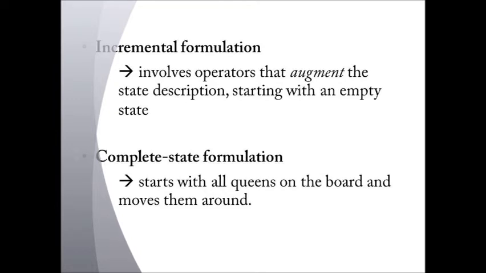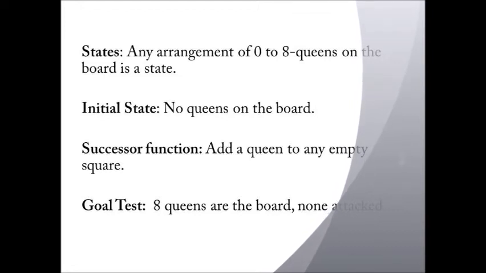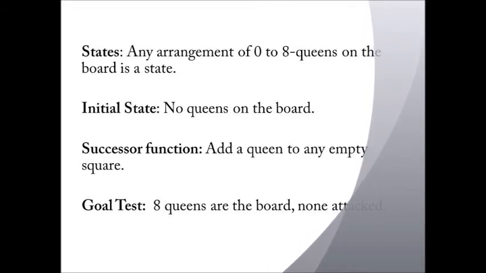The first incremental formulation one might try is the following. States: any arrangement of 0 to 8 queens on the board is a state. Initial state: no queens on the board. Successor function: add a queen to any empty square. Goal test: 8 queens are on the board, none attacked.